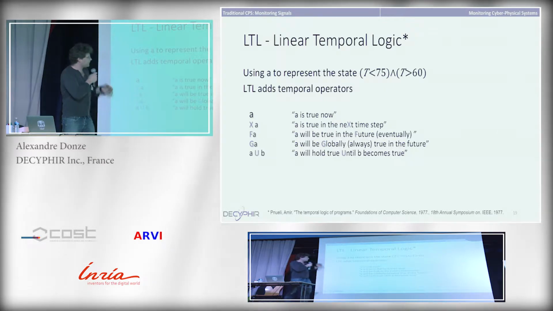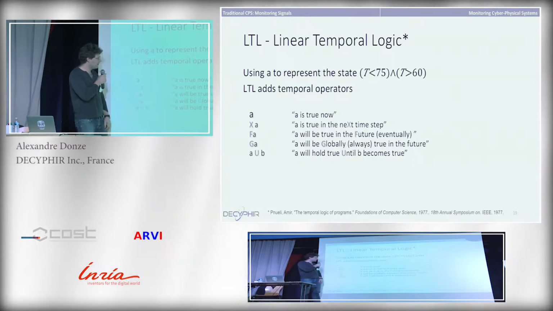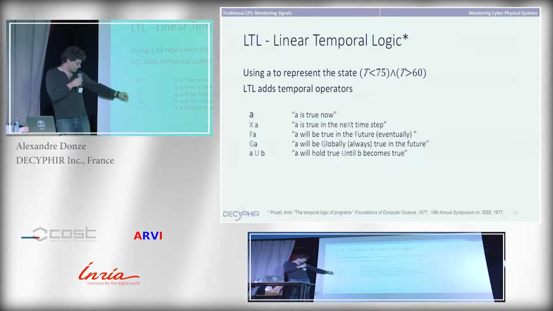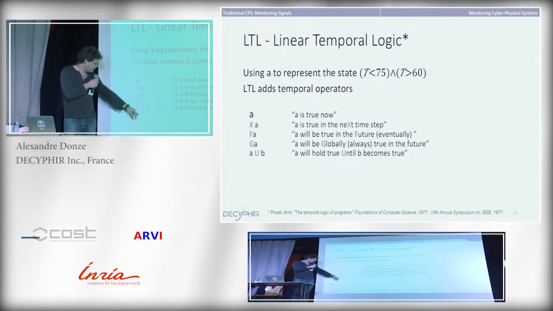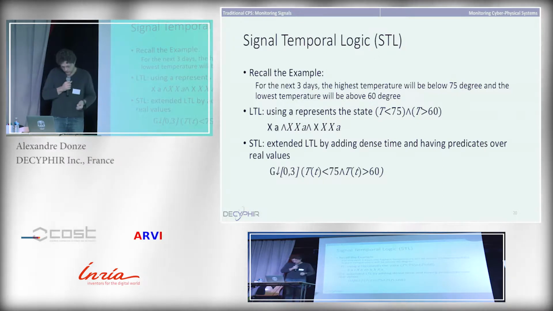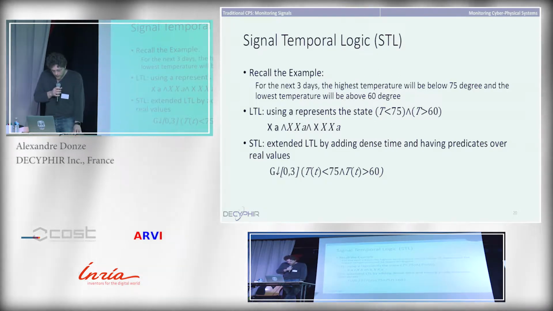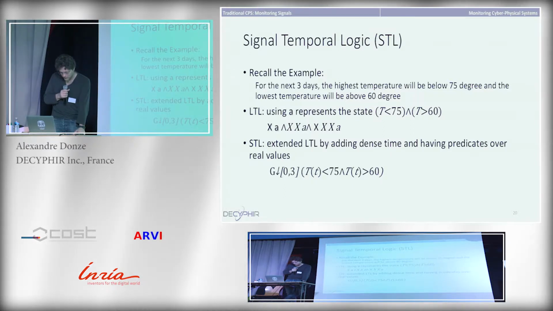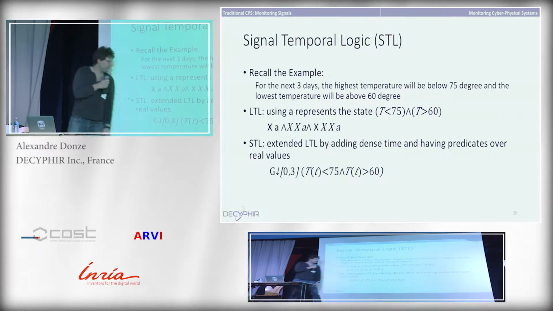Now LTL is the simplest temporal logic, where you take these propositions and add temporal operators. A is true now; A is true in the next time step, the next operator; eventually, A will be true in the future; globally, A will always be true in the future; and until, so A will hold true until B becomes true. Now if we go back to our example and say for the next 3 days the temperature will be below 75 and above 60, in LTL, using a representation of the state, T smaller than 75 and T greater than 60 for A, you'll have to say XA and XXA and XXXA for the next 3 days.